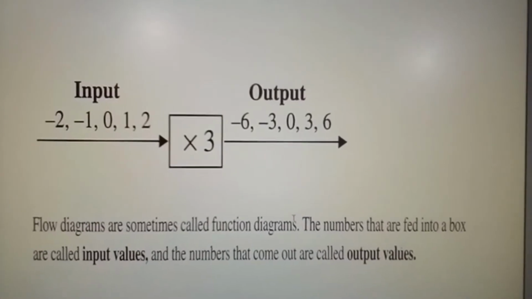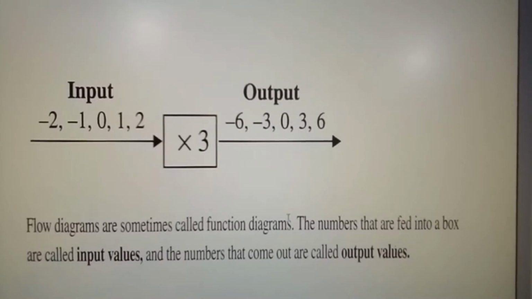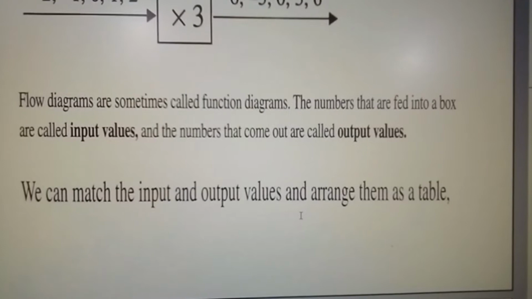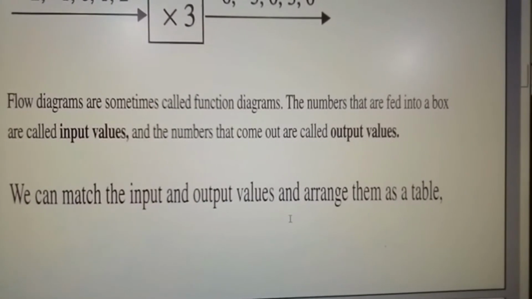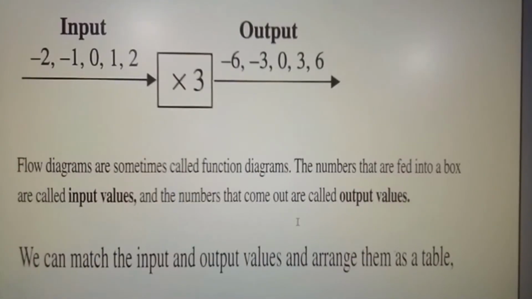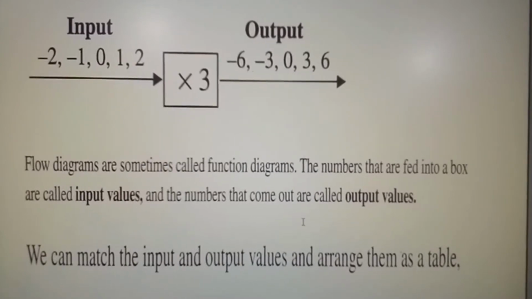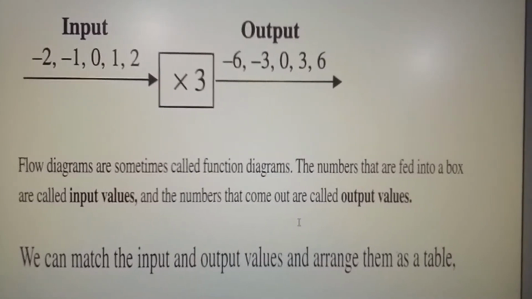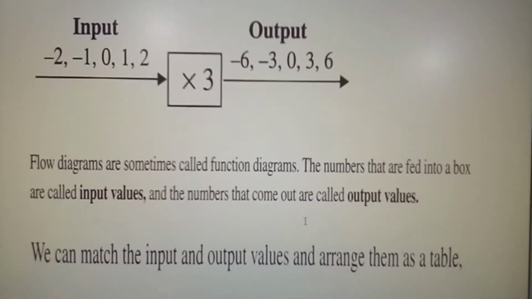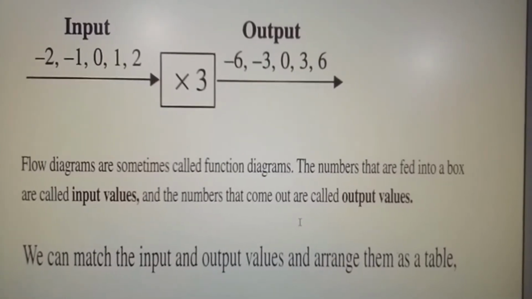Now, flow diagrams are sometimes called function diagrams. The numbers that are fed into a box are called input values, and the numbers that come out are called output values. We can match the input and output values and arrange them as a table. Just make sure you have that in view. Now write these things out for yourself so you understand the concepts behind it. Write them out. Don't just try to do them on the screen. It does not work. You have to apply this so your brain registers the process and the function involved.